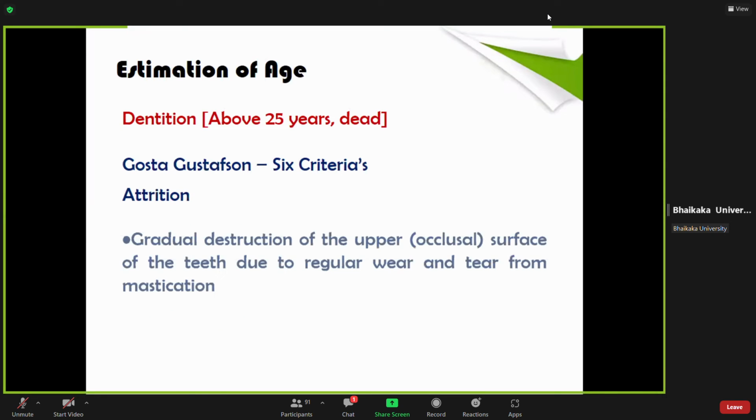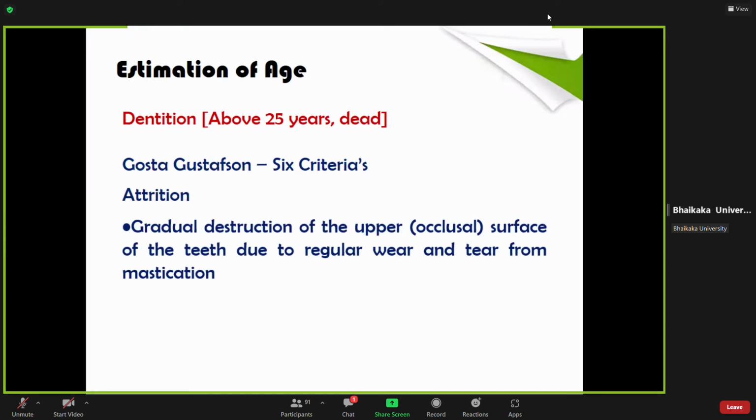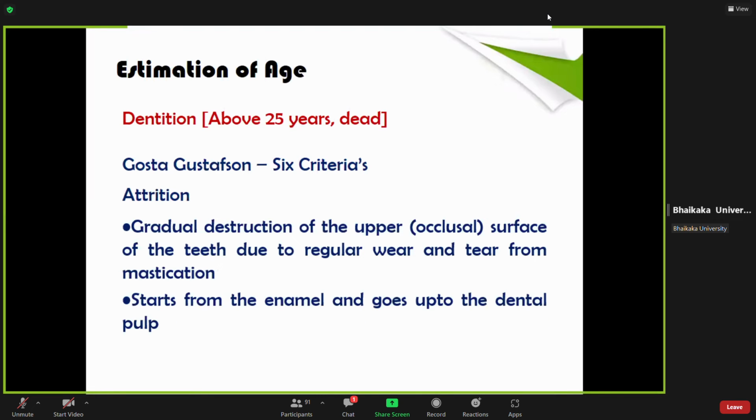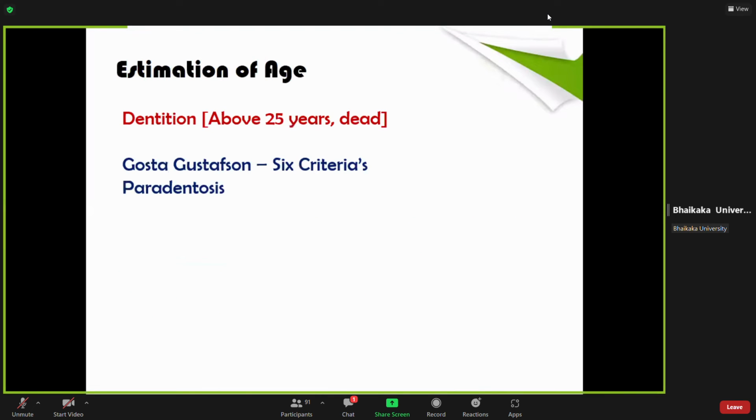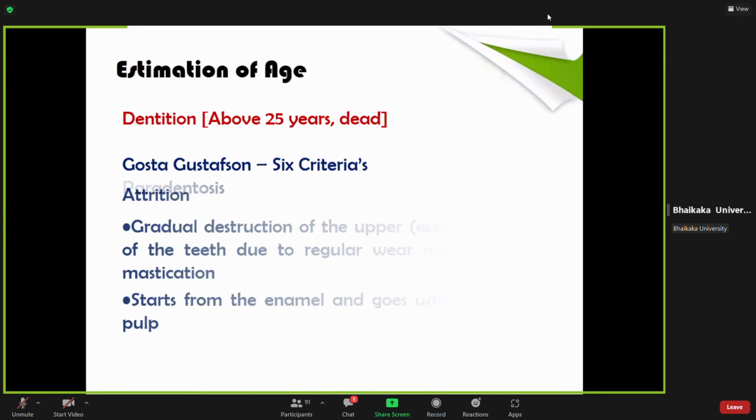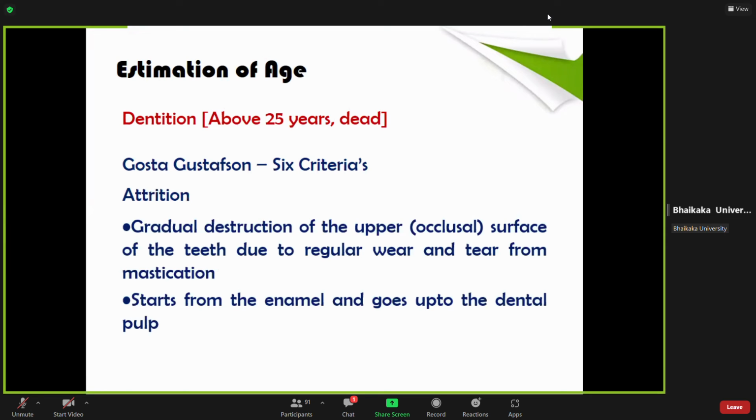Attrition is a gradual destruction of the occlusal surface of the teeth due to regular movement from the muscle. Start from enamel and goes up to the dental pulp. जो हमने डायग्राम देखा उसमें ऊपर से स्टार्ट करेंगे तो enamel, dentin और उसके बाद pulp में attrition देखने को मिलेगा. सेम इसे 0 to 3 में डालना है. अगर कोई भी चेंज नहीं है तो 0 और मैक्सिमम चेंज है पल्प तक गया है तो 3.